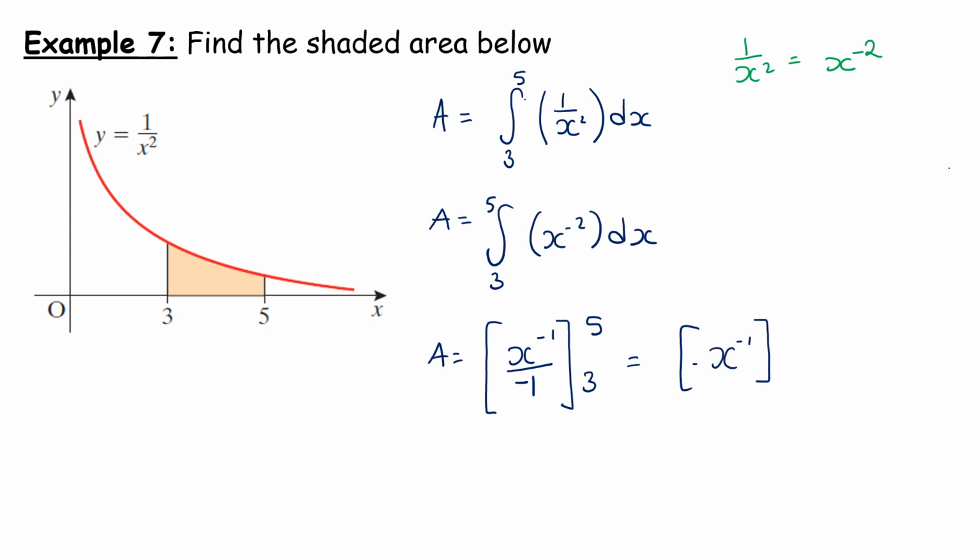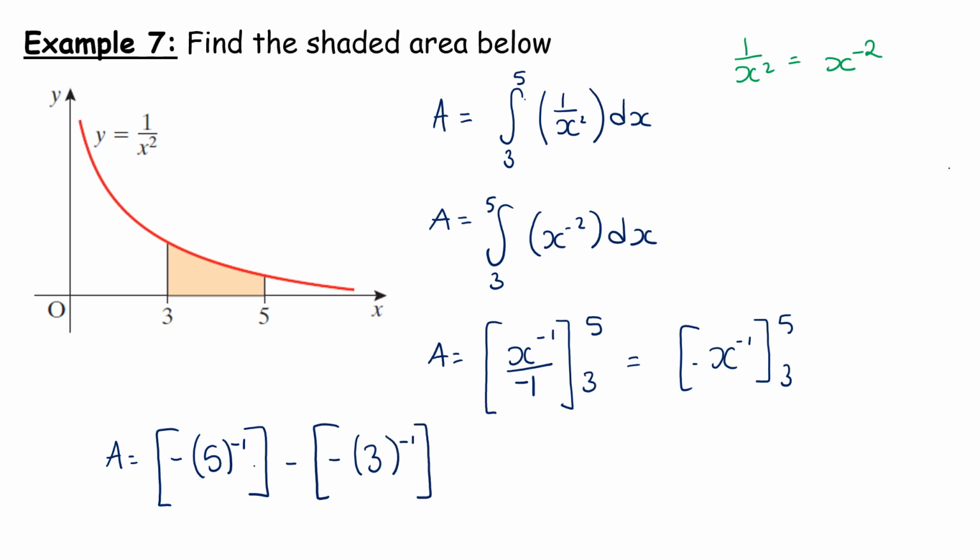Again, if you want to do some tidy up there, you can. So x to the power of minus 1 is 1 over x. If you prefer that for substitution, that's fine. We're going to sub in the upper limit first. So that's minus 5 to the power of minus 1. That's our first piece. And then we subtract, and again here we have to be really careful with our signs. So that minus comes between it, and we have a minus in the bracket, 3 to the power minus 1.